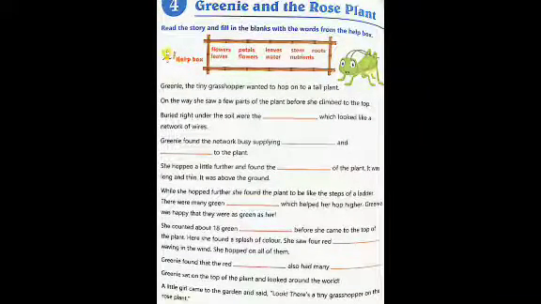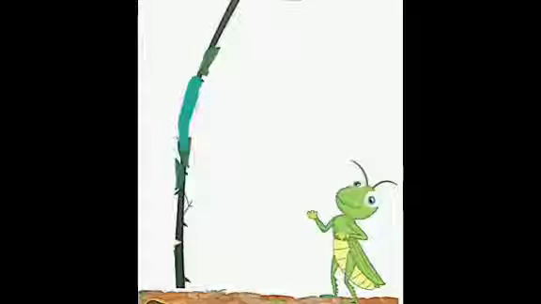Then the second point. Greenie found a network busy supplying blank space and again blank space to the plant. The next point: she hopped a little further and found the blank space of the plant. It was long and thin. It was above the ground. It looked long and thin.